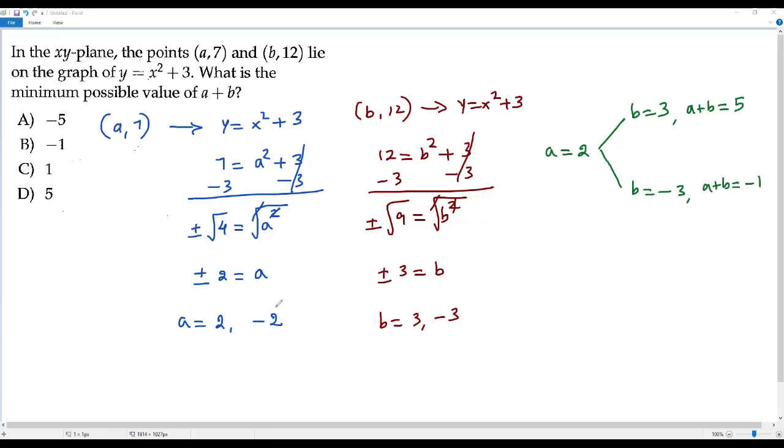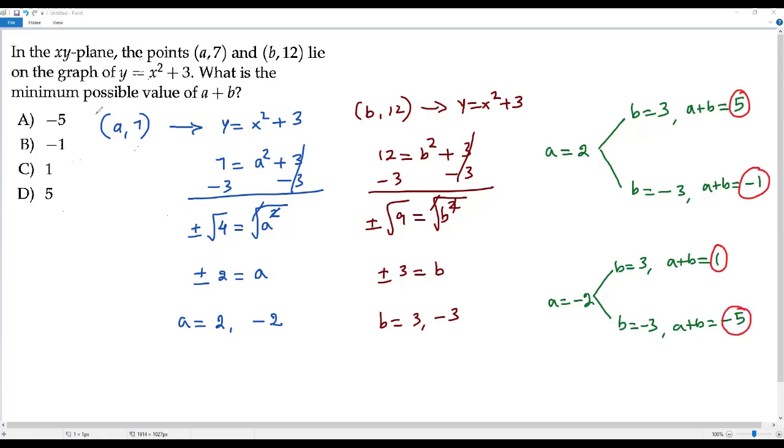Now let me consider the second value of a, that is a equals negative 2. In that case also, we have two options for b. One is b equals 3 and the other one is b equals negative 3. Now the value of a plus b equals negative 2 plus 3, which is positive 1. When a equals negative 2 and b equals negative 3, the value of a plus b equals negative 5. Now I got all possible values of the expression a plus b. So they are 5, negative 1, 1 and negative 5.